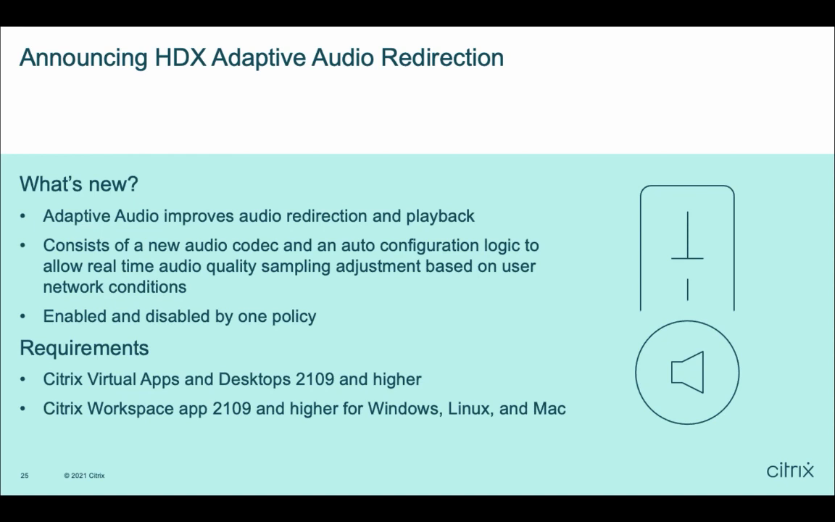So this first one is our new adaptive audio redirection. This capability is for users to improve the playback of audio within their sessions, and then also it improves redirection to make this happen. What's really exciting about this is it's been, I think, a couple of years since we've made this major of a change to our audio capabilities within sessions. And this is going to be our new audio codec and logic that will build our audio updates upon going forward. So this is in Virtual Apps and Desktops 2109 or higher, and in Workspace App 2109 or higher.